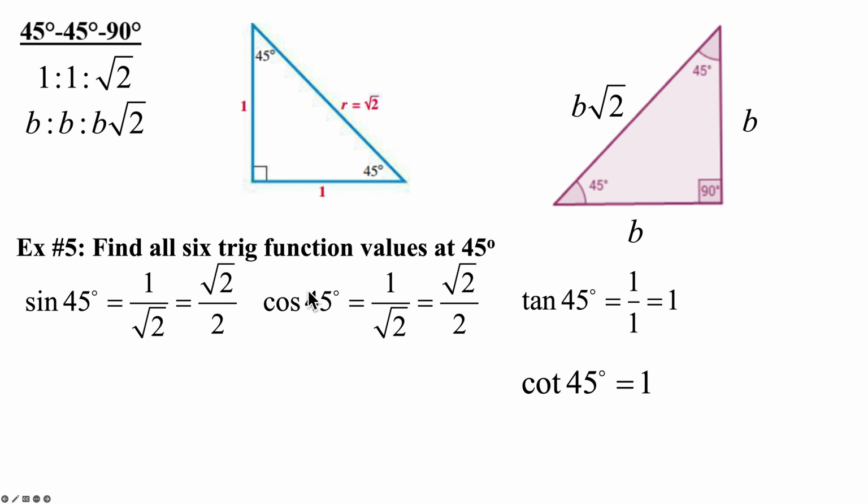Secant of 45 degrees, let's flip our first fraction, square root of 2 over 1, which is the square root of 2. And when you find cosecant of 45, the reciprocal of sine, it should be the same as secant. So we'll just steal the same answer, square root of 2.